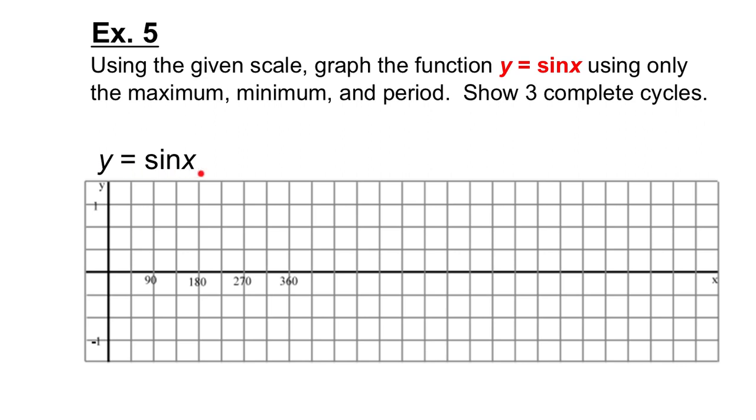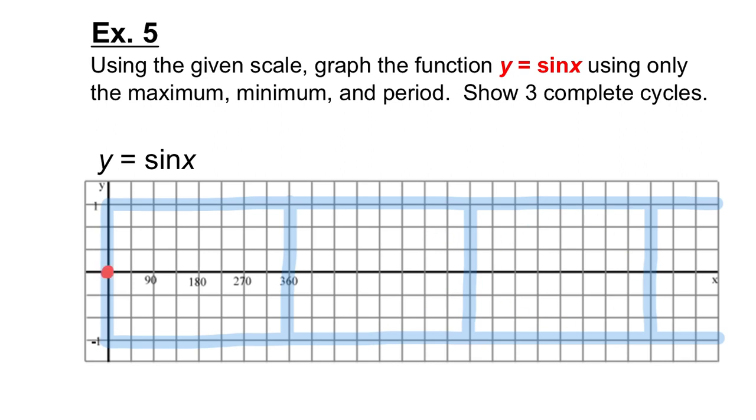This is y equals sine x. I know that the maximum value was 1, and the minimum value was -1. I know that 1 complete cycle was 360 degrees. So every 360 degrees, I can draw a box like this. So inside each box is going to be 1 complete cycle.